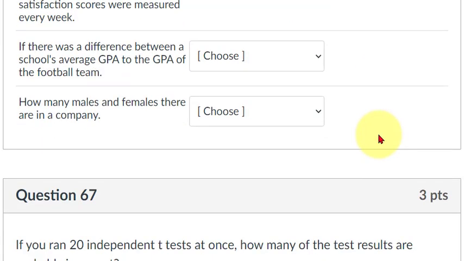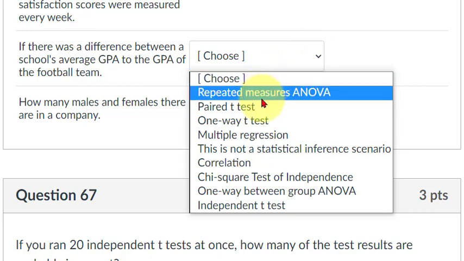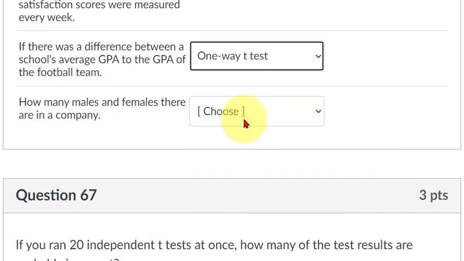Next question. If there was a significant difference, again, difference means t-test or ANOVA, between the school's average GPA and the GPA of the football team. That's probably a one sample t-test. Because the football team is part of the school as a whole. So the football team would be the sample, and the whole school would be considered the population. So that's probably a one sample t-test.